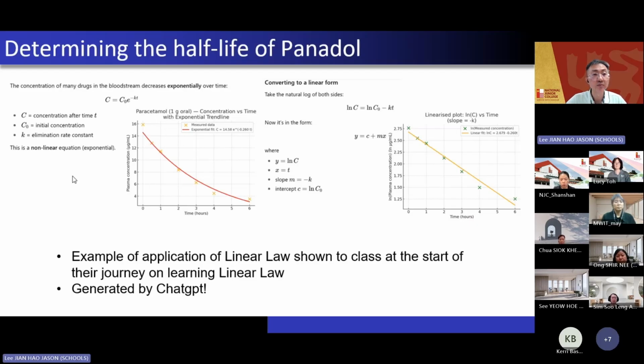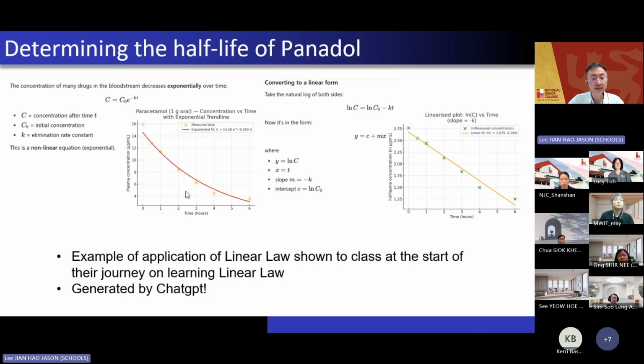We have a relationship between the concentration in the human body of Panadol after 1 gram of Panadol is ingested. Students are presented with a graph of concentration versus time, and they see that it's not a linear graph, and they're asked to determine the value of the constant K, which is known as the elimination rate constant. Essentially, they will see that it's pretty tough to do so, still possible, but when a corresponding linear graph is generated, the value of K can be found rather easily.